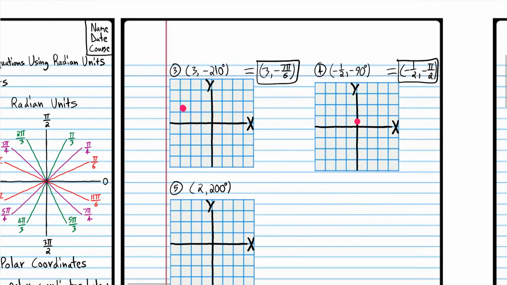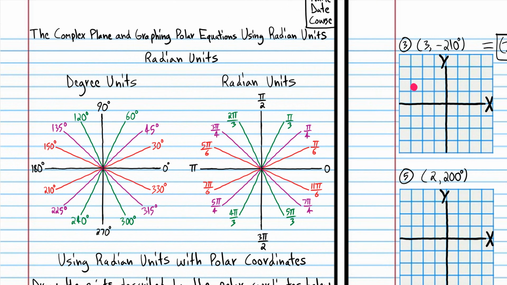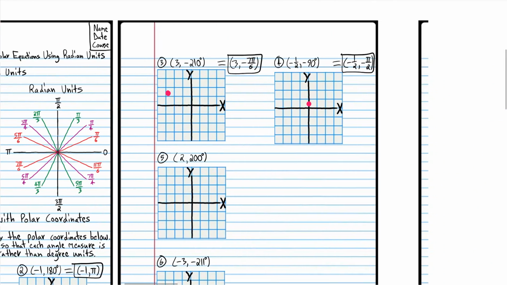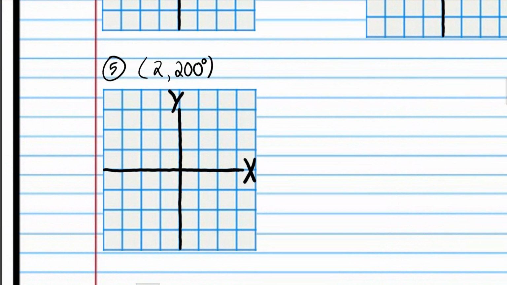And how do I know that? Well, because 90 degrees is pi over 2. You need to start to get used to these different units here. Okay, so let's try a couple more of these.